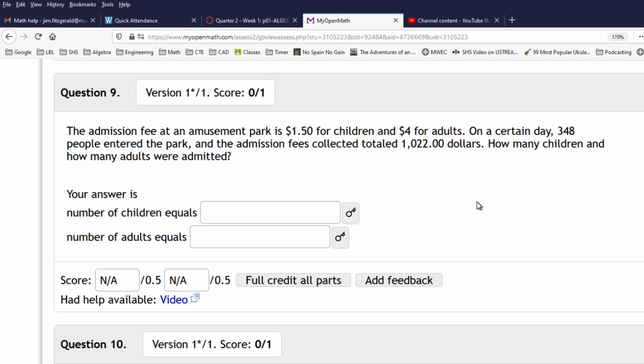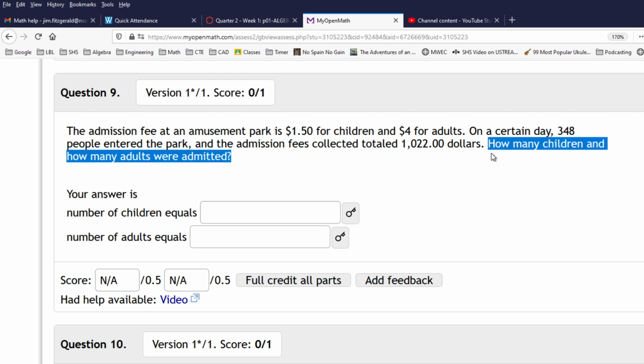On a certain day, 348 people entered the park. So that tells me that there was a total of 348 people that came in the park. And the admission fees collected totaled, so again, that word totaled adds up to $1,022. And they want to know how many children and how many adults were admitted. So again, I like to look at this last sentence to find out what exactly I am trying to figure out here. I'm trying to find the number of children and the number of adults. So that's going to be my variables.